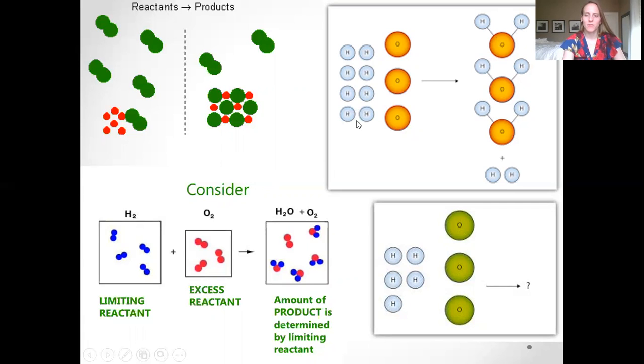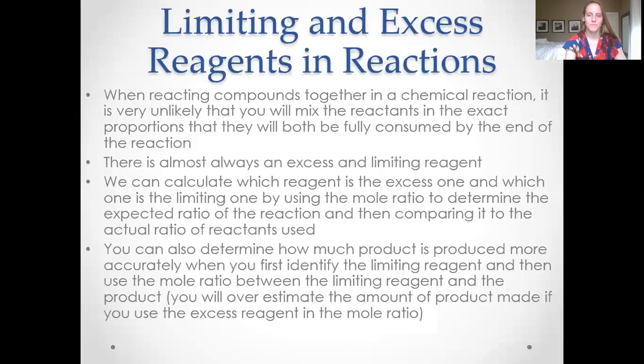And you can kind of see that for all of these examples. This one up here, I ran out of the oxygen first, which makes the oxygen the limiting reagent. Still had some of the hydrogen left over, so that must have been my excess reagent. So anytime you react compounds together in a chemical reaction, you're probably going to have one that runs out first. So there's usually going to be an excess and a limiting reagent.